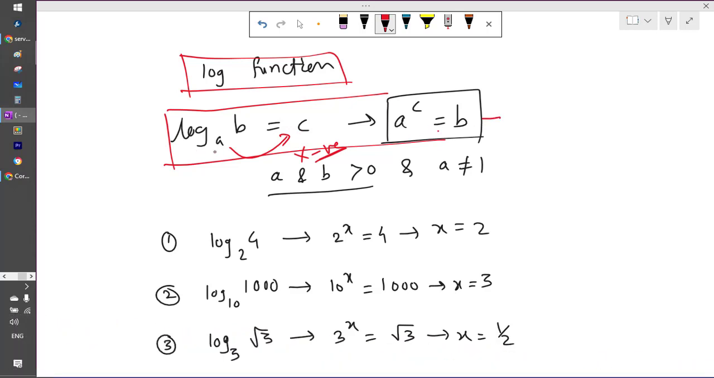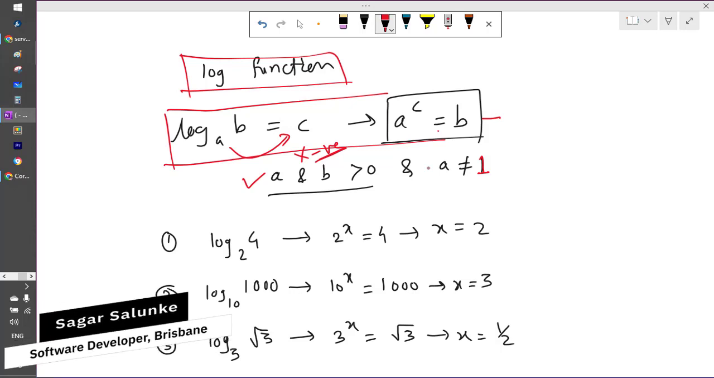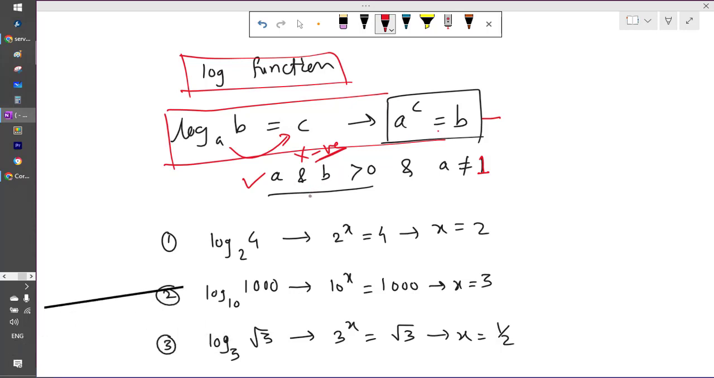log of b to the base a is equal to c, and a and b should be positive and a should not be equal to 1. So these are some conditions that must be met before we use the logarithmic function. A and b should be positive. Okay, so let us have a look at some of the examples.